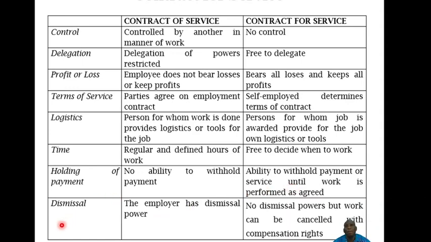Lastly, dismissal. The employer has a dismissal power. But under contract for service, the principal has no power to dismiss the agent. The only thing is that work can be cancelled with compensation rights. So these are some of the distinguishing features between a contract of service, which is an employment contract, whether written or unwritten, and then a contract for service.